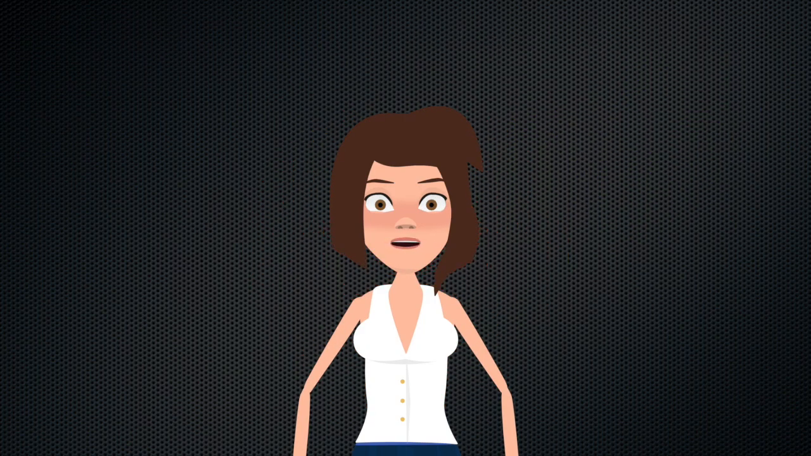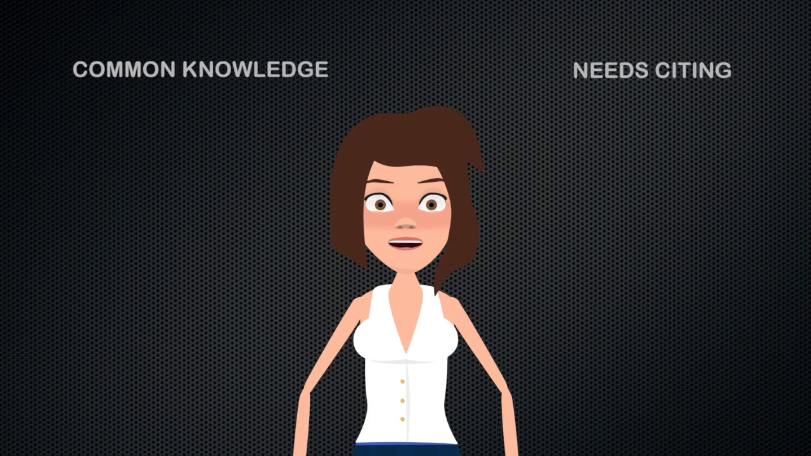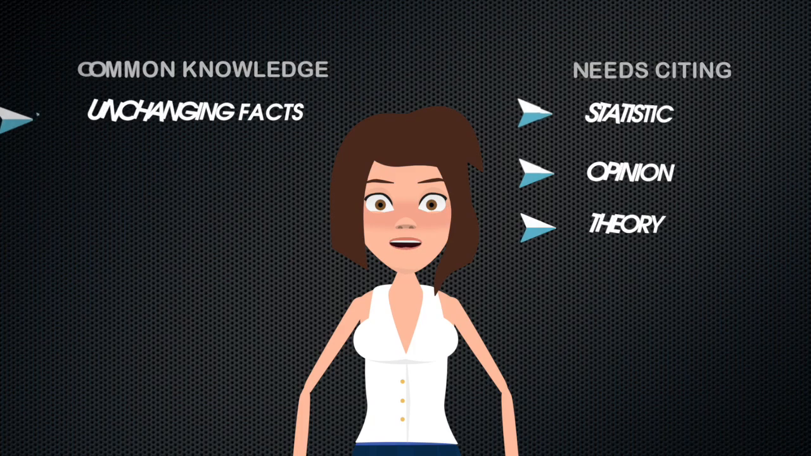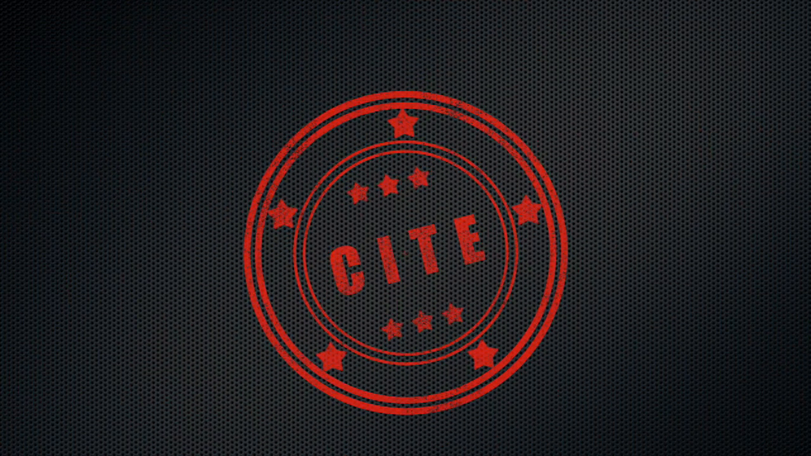So, that's the basics of understanding common knowledge versus something that needs citing. Unchanging facts are common knowledge. Anything that's a statistic, an opinion, or a theory needs to be cited. And when in doubt, just go ahead and cite.